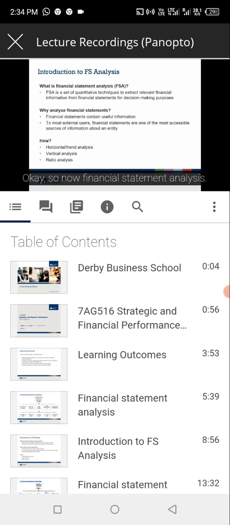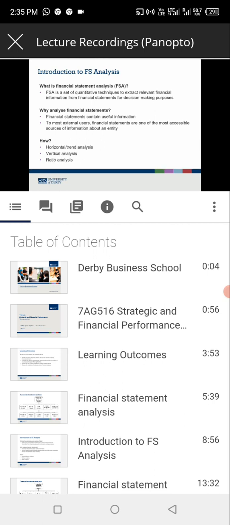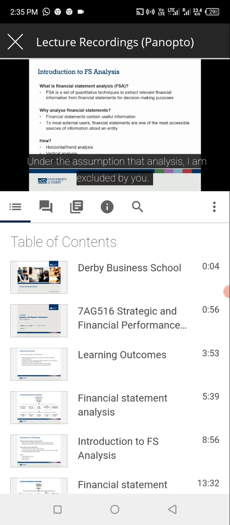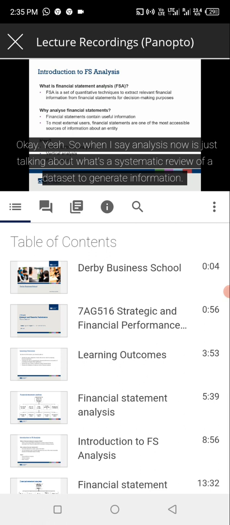Okay? So now, financial statement analysis, FSA. What is financial statement analysis? If you are saying analysis, what is analysis? What do you understand by analysis? Using a technique to extract relevant information that is used for making decisions. Okay, yeah. So when you are saying analysis, it is just talking about a systematic review of a data set to generate information.